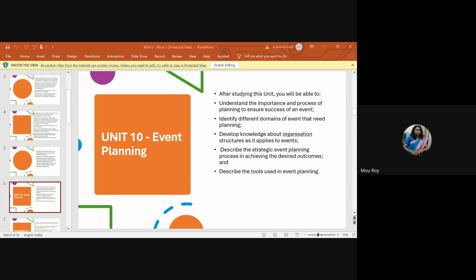It's a mental exercise involving the activity of deciding in advance what is to be done, when, where, how, and by whom it is to be done. Now, here comes the event organizer, by whom it is to be done. Now, the event planner predetermines the entire course of action in advance to achieve the event goal.